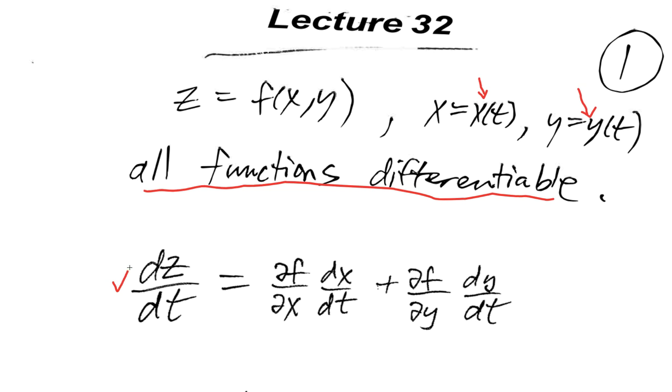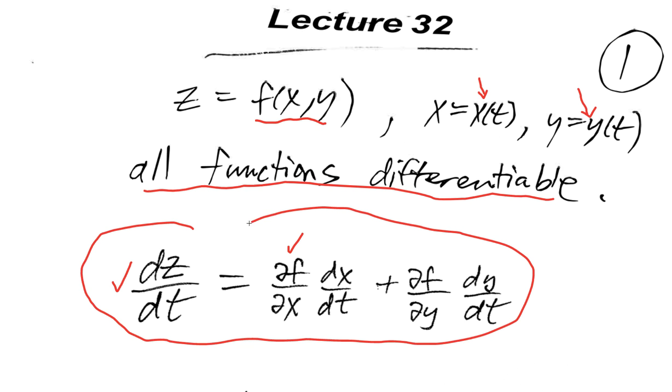Well, the derivative of z with respect to t, or f with respect to t, if you prefer to write it that way. I like writing z because you think of it as a function of x and y, where x and y are functions of t. But anyway, this is going to be the partial derivative of f with respect to x times dx over dt plus the partial derivative of f with respect to y times dy over dt. You guys see this as an example of the chain rule, okay?